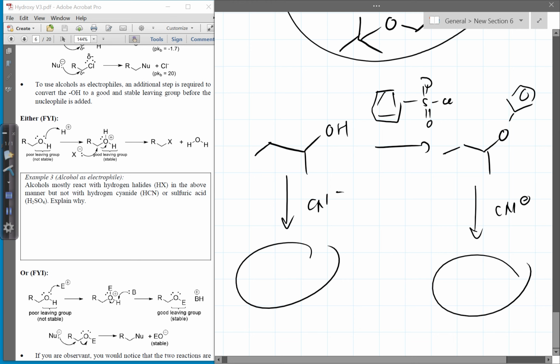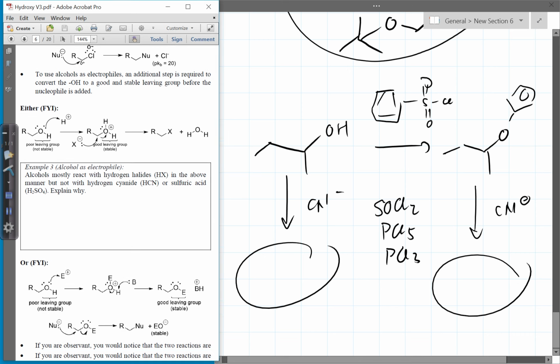Okay, this is what I mean by converting into a good leaving group. If you want to perform a nucleophilic substitution reaction on this, you have to convert this to something else which is more stable. You can either convert this to Cl, by using, for example, SOCl2, PCl5 or PCl3, or you make this into an oxygen-containing leaving group. Either way is fine. The main point is don't ever do this directly.